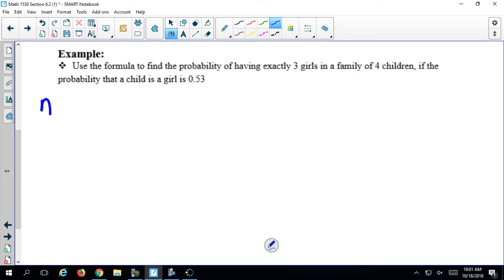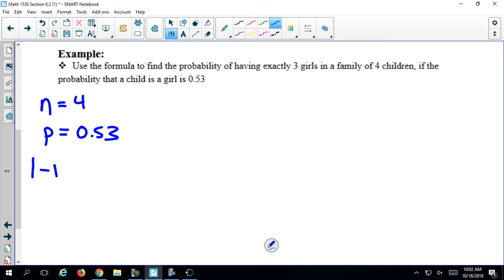N is the number of trials. So you tell me what N is. 4 children. P is the probability of getting a girl every time. So that's the probability of success. Again, we're saying girl is success, boy is failure. But if we were counting the number of boys, we would call boy success and girls failure. It's just a term that we use, right?